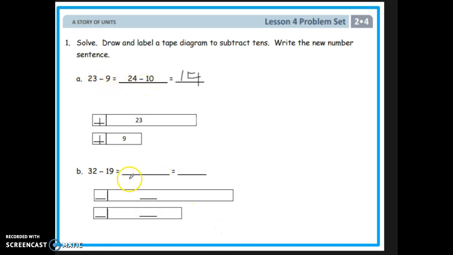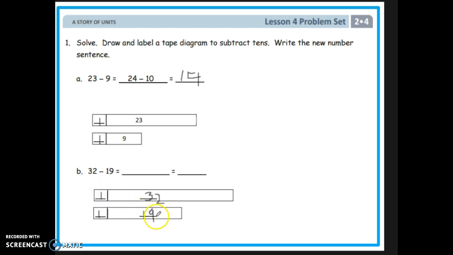All right, let's look at this one real quick. So they drew our tape diagram. This is the bigger one. So what number would go in the bigger one? Right, 32. And our smaller one would be 19. And our question is, which one are we going to add to? 19 is much easier to get to the next friendly number, which is 20. And how many does it take to get from 19 to 20? It takes 1. So I'm going to put that there and that there.